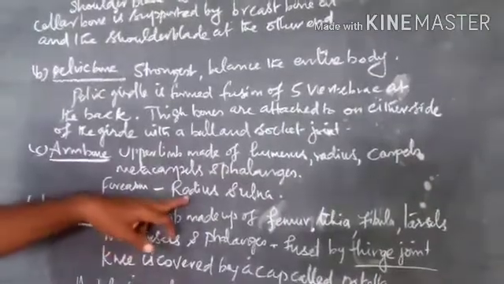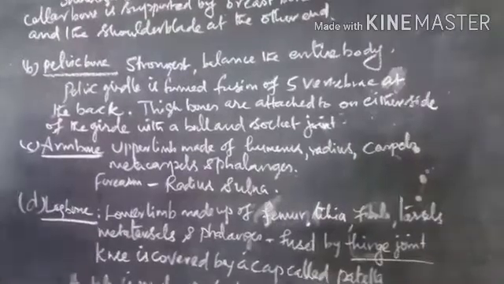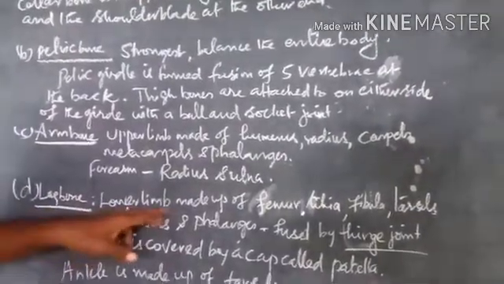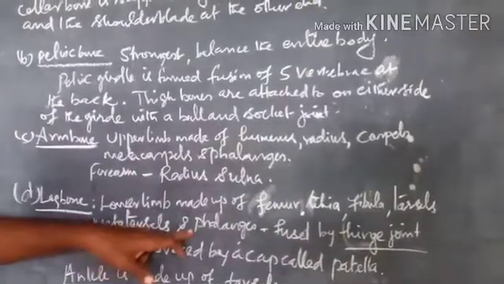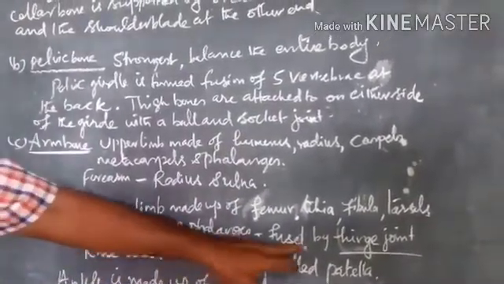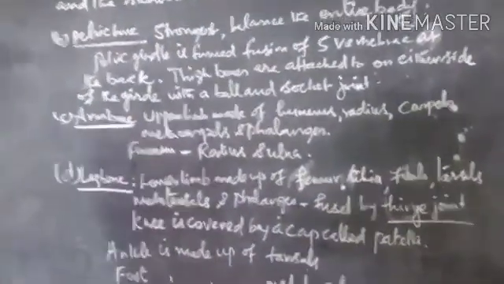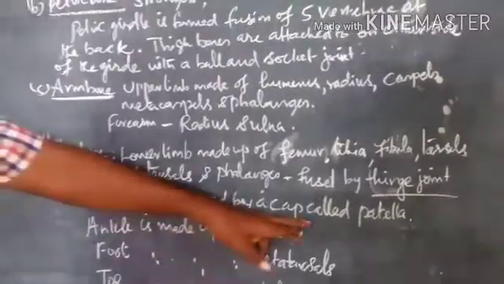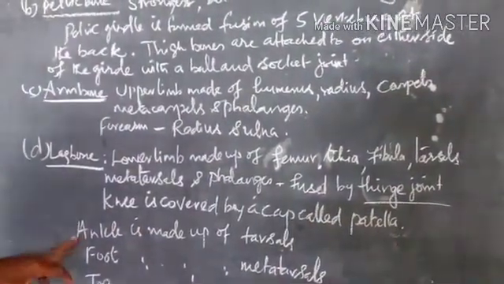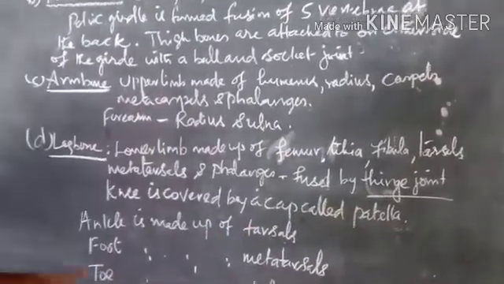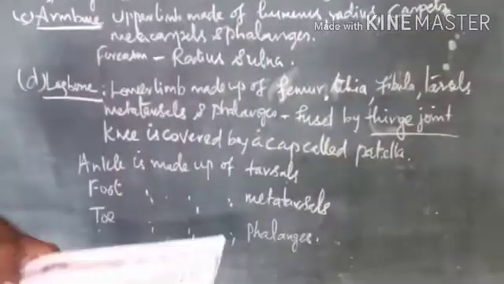The forearm is made up of the radius and ulna. This is radius and ulna. Then the leg bone. The lower limb is made up of femur, tibia, fibula, tarsals, metatarsals, phalanges. These are joined by the hinge joint. The knee is also covered by a cap-like structure called the patella or knee cap. The ankle is made up of tarsals. The foot is made up of metatarsals. The toe is made up of phalanges.